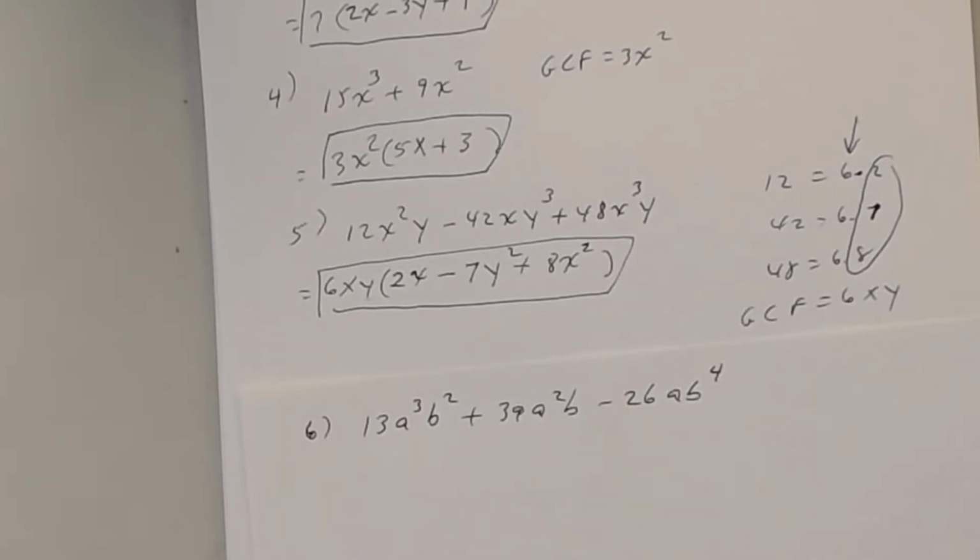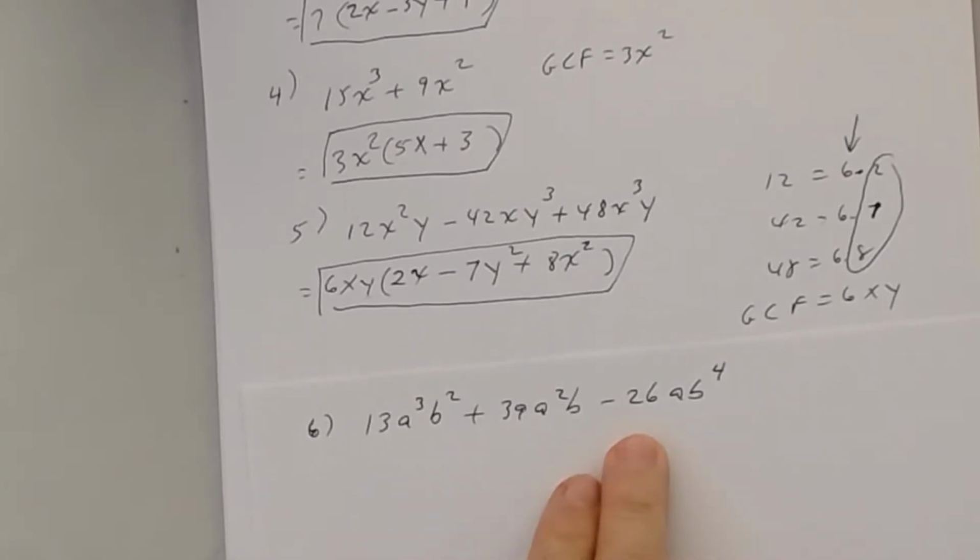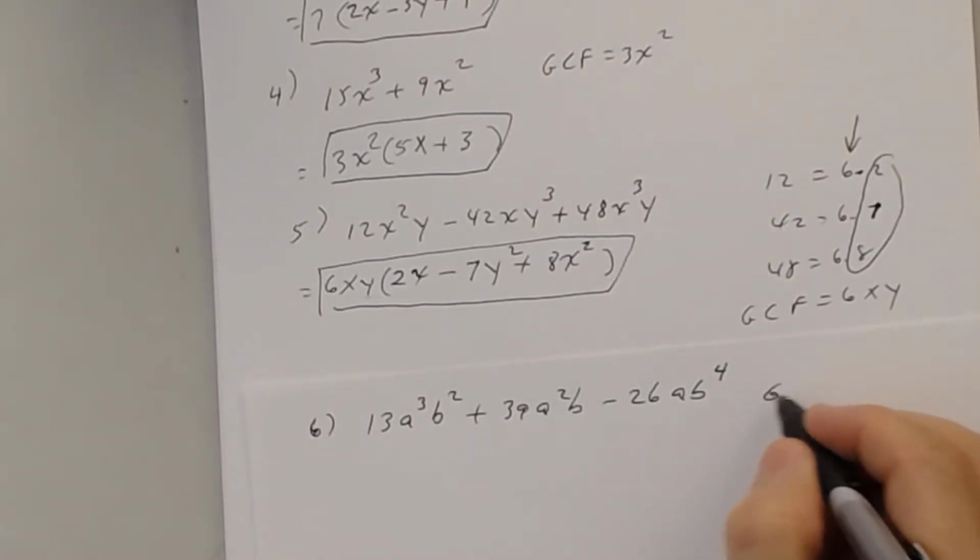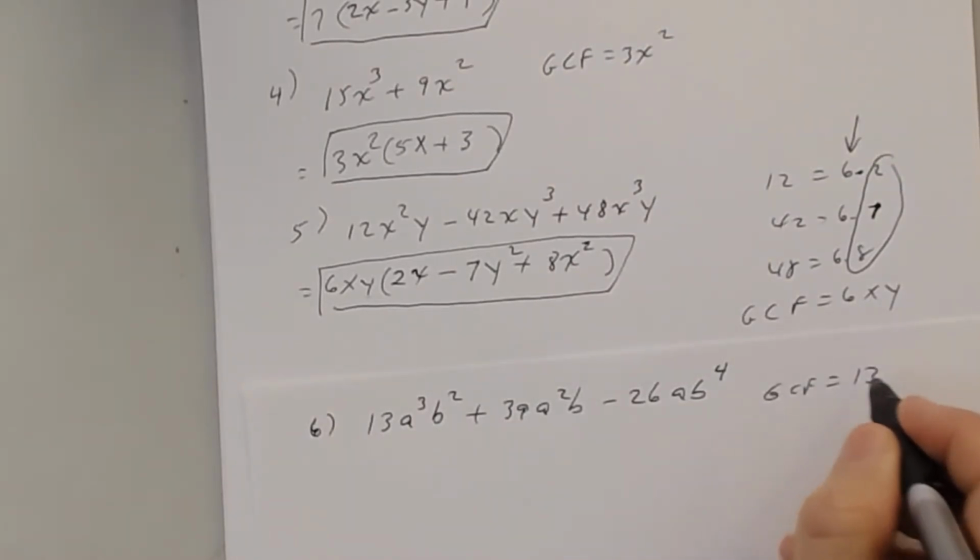Okay, so let's look at coefficients: 13, 39, and 26. You don't think it's 13? 13 times 3 is 39. 13 times 2 is... Guys, I need to bring the addition tables in here. All right, so the GCF will be 13. What else?